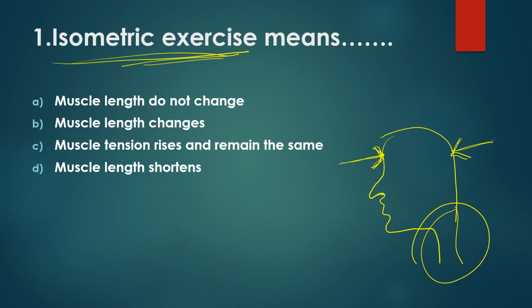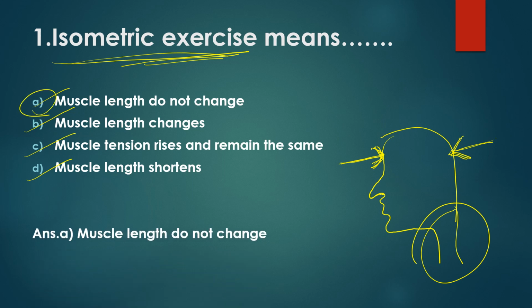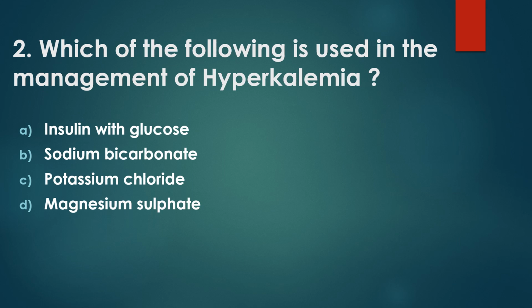So isometric exercise means what? Muscle strength do not change. Muscle length do not change. Muscle length changes, muscle tension rises and remains the same. Muscle length shortens. So what's the answer? Here, can you see any length changes? No. So the answer is A, muscle length do not change.